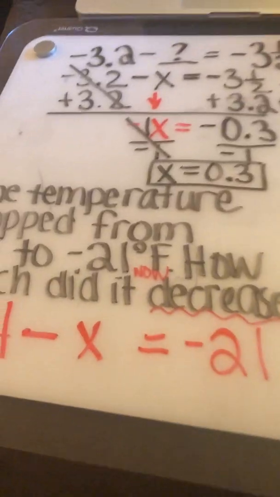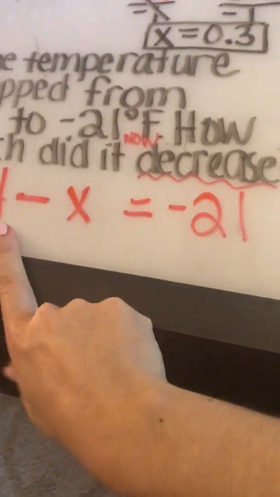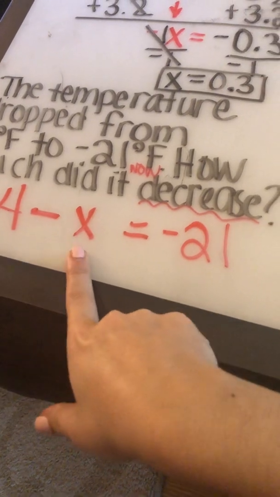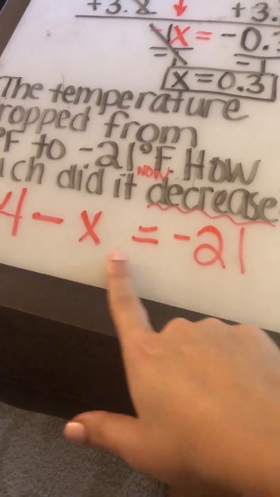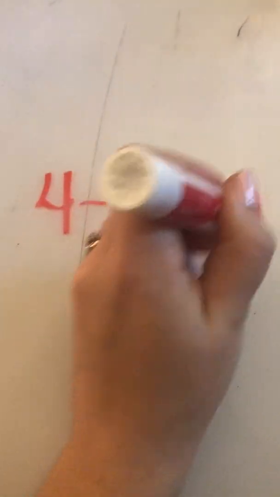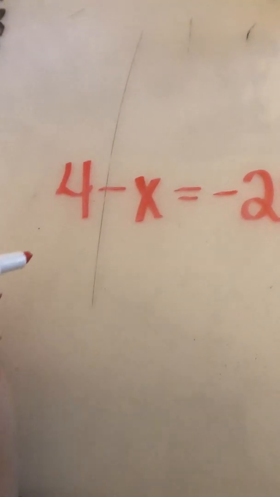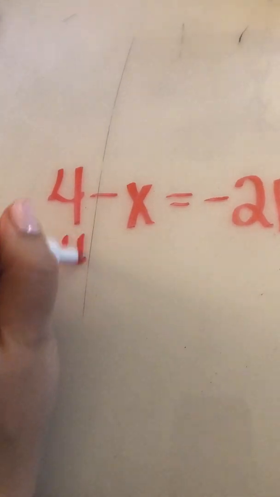I'm going to erase so I have room. I guess I'll continue over here. Okay. So I'm just going to rewrite that equation we just came up with. We're starting at 4 degrees. We dropped some amount, or we decreased some amount, and we are now at negative 21. So I'm going to rewrite that here. 4 minus x equals negative 21. So similar to the question we did before, we're going to inverse our constant. Our constant is 4, and since it's a positive 4, we're going to subtract 4 from both sides.